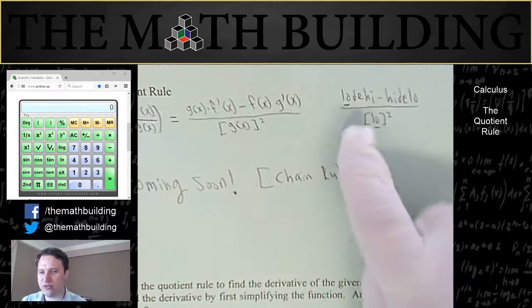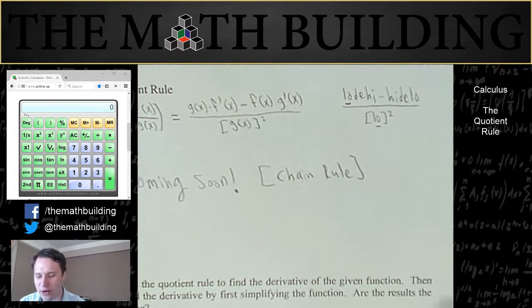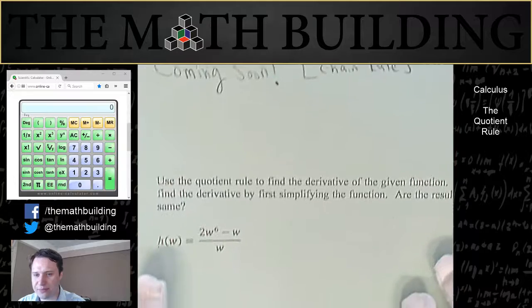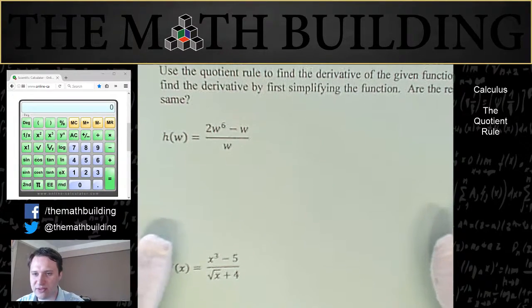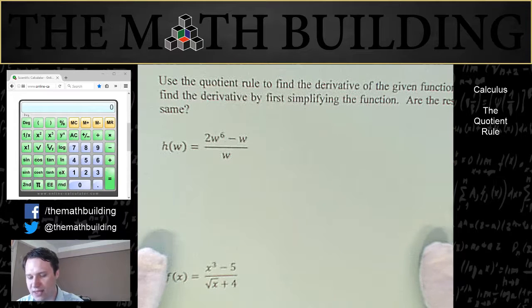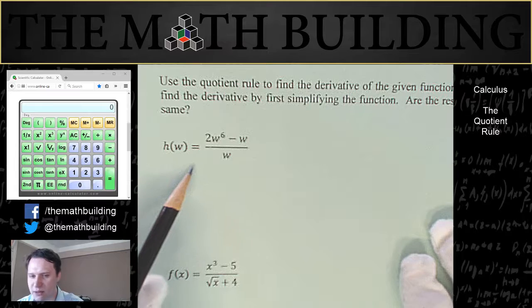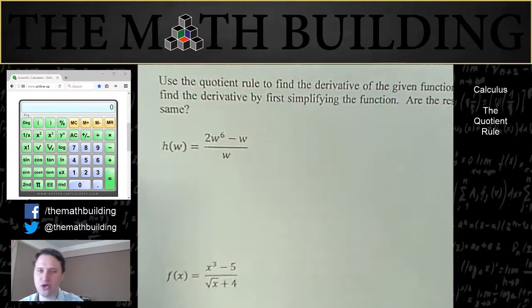Let's see how we would use low D high D low over low squared to find a derivative. So here we go. We have 2w to the 6 minus w over w, and we want to find the derivative with respect to w. So let's go ahead and before we do it, let's do this. You shouldn't always just instantly use the quotient rule, because sometimes it might be easier to break something up and use the power rule maybe.